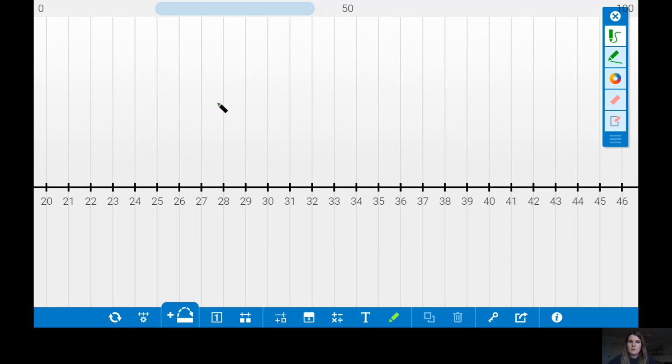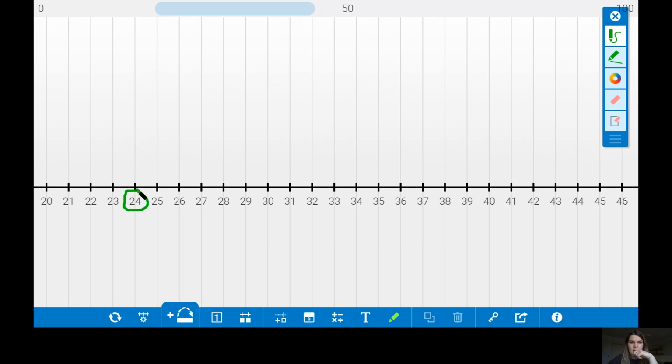Now 24, what number would 24 be near? 20. Very good. Here's 20. So I'm going to count on from 20. 21, 22, 23, 24. Here we go. Right, let's see. Now I'm looking for 43.